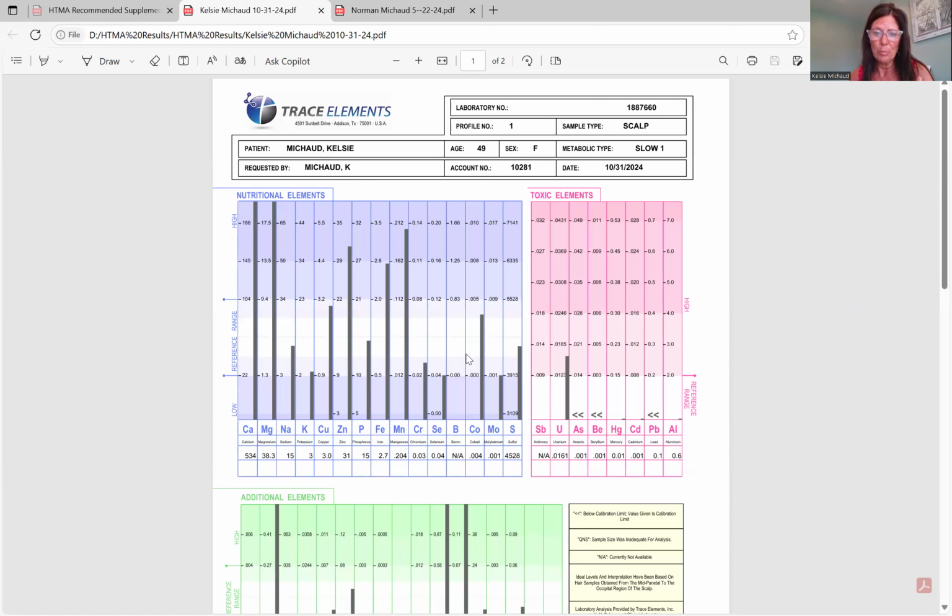So that's just an example of a higher cobalt. Now we have these, our heavy metals over here, this pink box, the toxic elements. I got a bit of uranium going on.